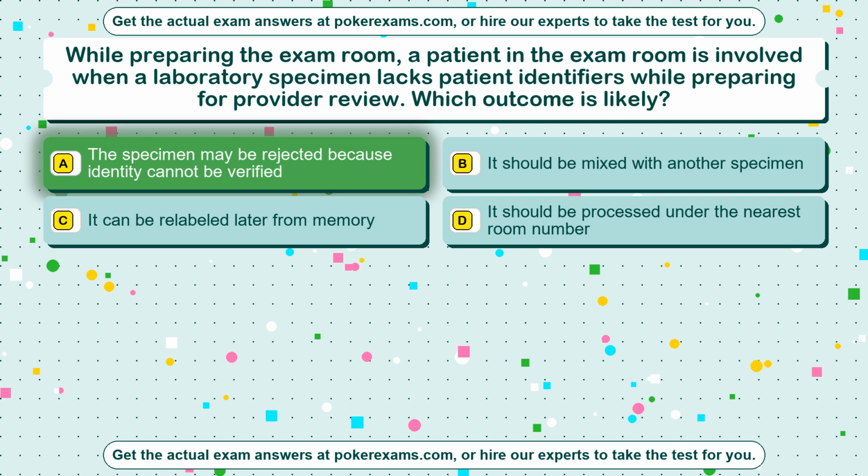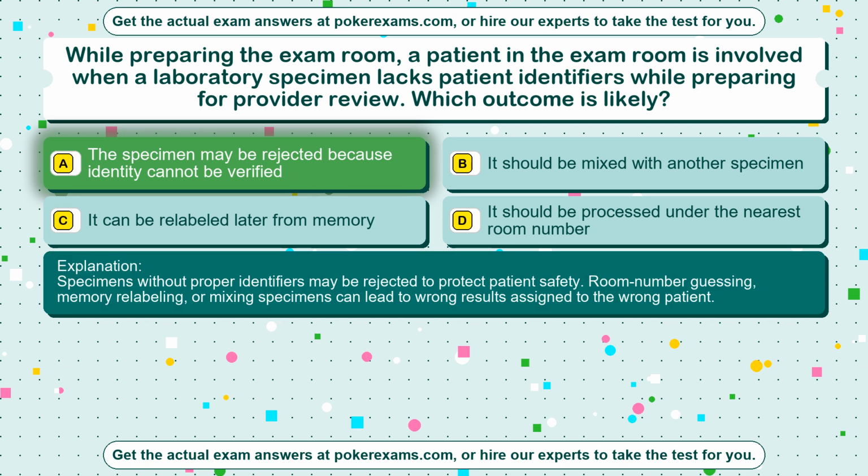The specimen may be rejected because identity cannot be verified. Specimens without proper identifiers may be rejected to protect patient safety. Room number guessing, memory relabelling, or mixing specimens can lead to wrong results assigned to the wrong patient.